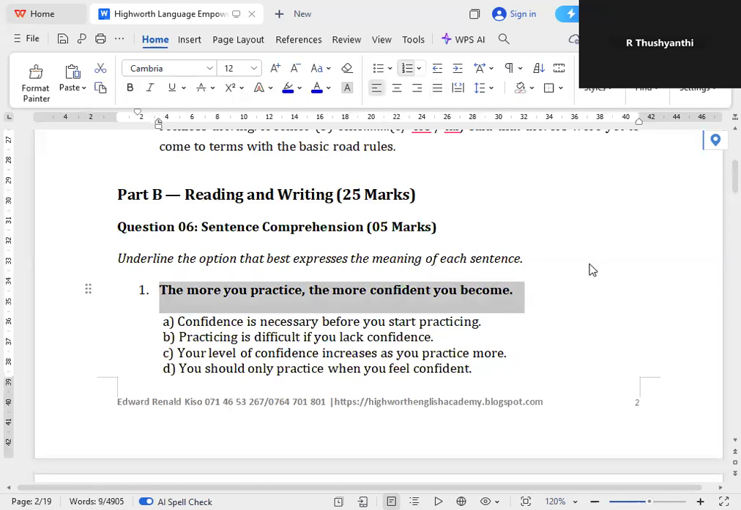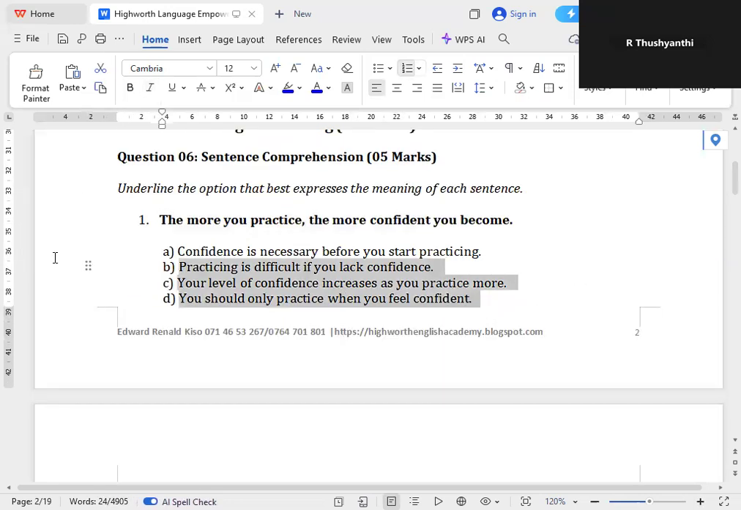You are going to read the sentence, and there are 4 options from A to D. One of those options is the correct one, which says the same meaning as the dark lettered sentence. For example, the first sentence says, the more you practice, the more confident you become. That's the sentence. So whether you can understand this sentence, that's what they are checking. This is a very complex sentence, right? The more you practice, the more confident you become.